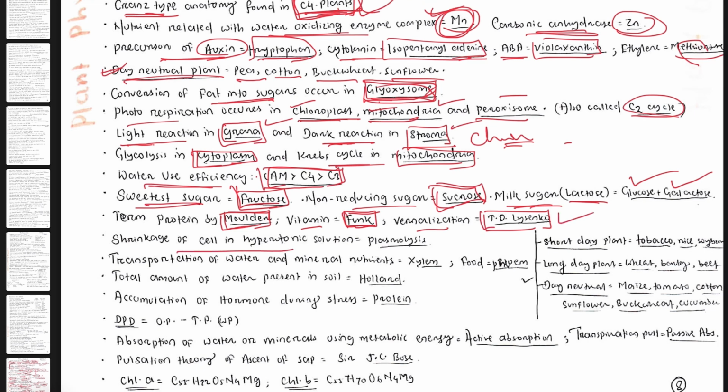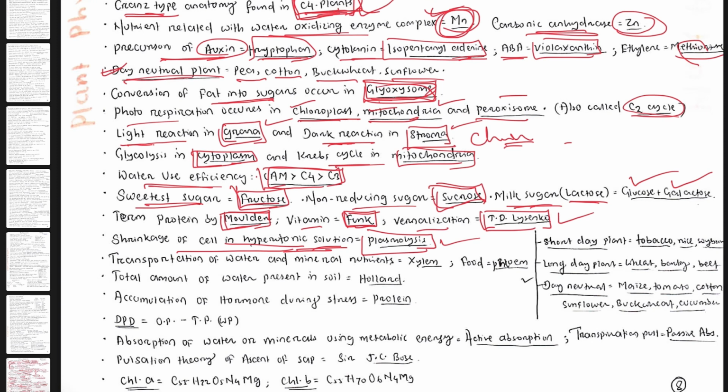Shrinkage of a cell in hypertonic solution is known as plasmolysis. There are three types of solution: one is hypotonic, one is hypertonic, one is isotonic, with respect to the concentration of protoplasm of the cell. If we place a cell in a solution where the solution concentration is higher than the cell concentration, that is known as hypertonic solution. In that case, water from the cell releases towards the hypertonic solution, right? So shrinkage or plasmolysis will occur.